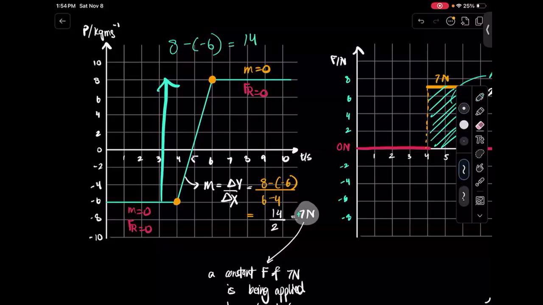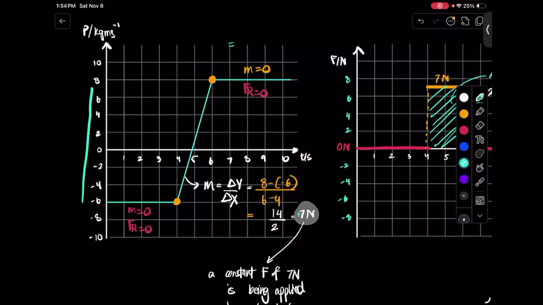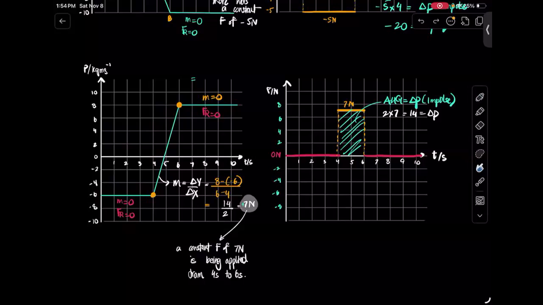You can even take this difference: 2, 4, 6, 8, 10, 12, 14. That's the change in momentum because that's what's on the y-axis. Okay. Any clarity, guys, so far?